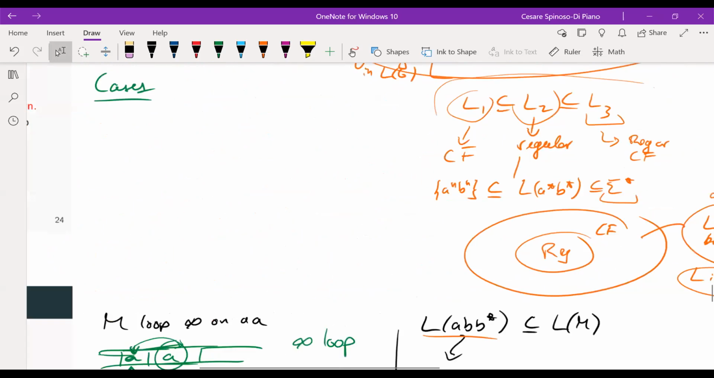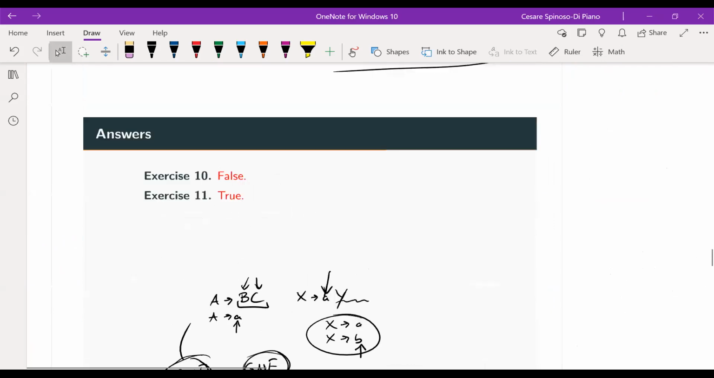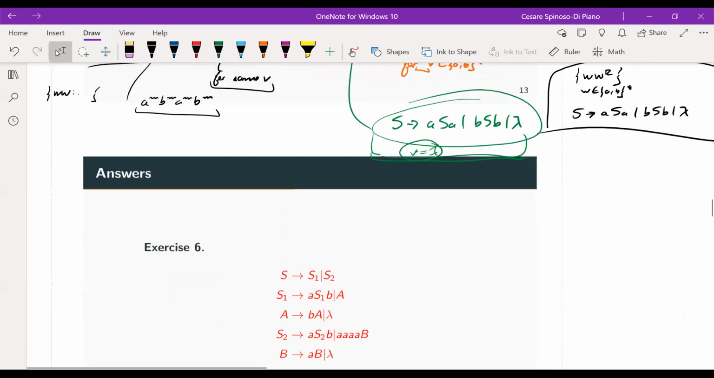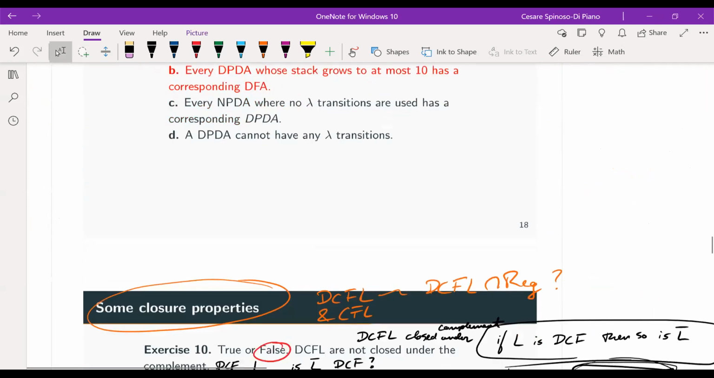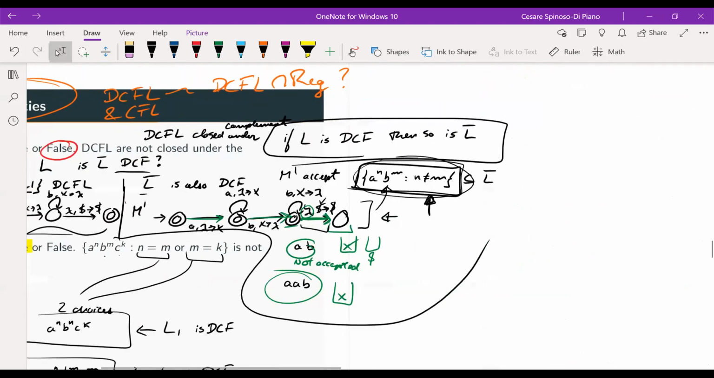Yeah, more closure properties on DCFLs and regular languages and things like that. Yeah, so L, yeah, that's true.